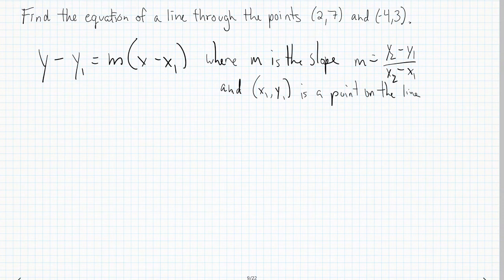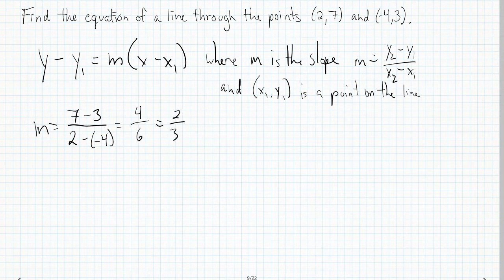This is probably your easiest format to find a solution. So the first thing we'll need is m, and we have 2 points, so that's not going to be too bad. So we go 7 minus 3. Those are the difference in the y values. But since we chose 7 as our y2, that means our x2 has to be 2. So 2 minus negative 4.